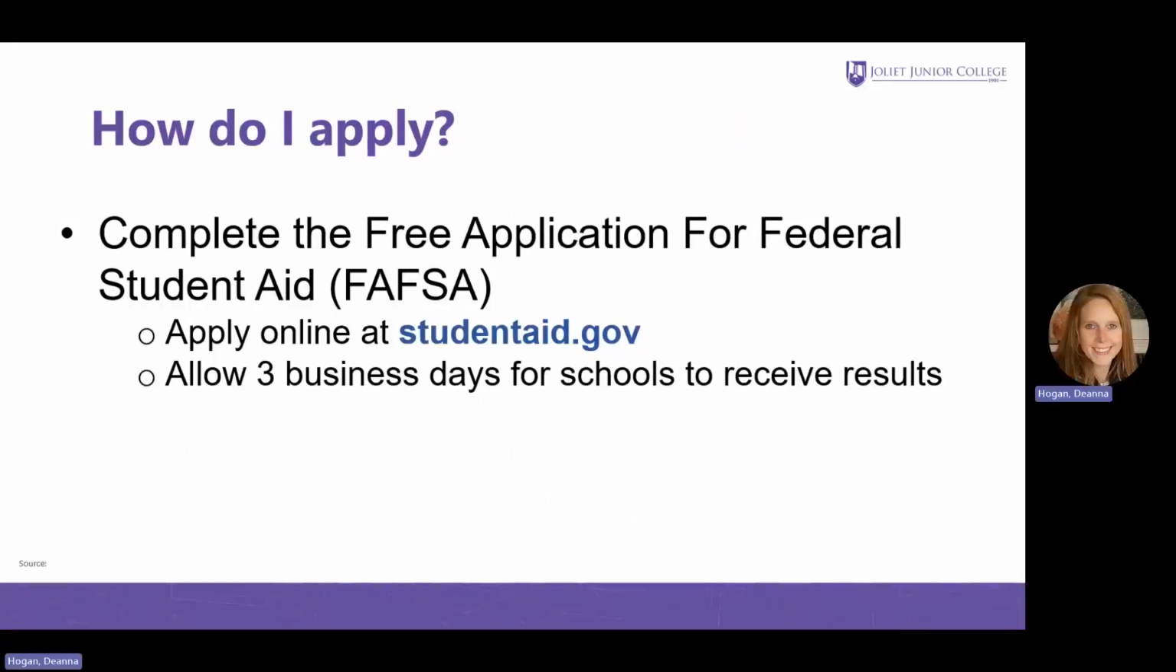So how do you apply? Well, the first step is to complete the Free Application for Federal Student Aid, also known as the FAFSA. You do this online at studentaid.gov. Allow a few business days for your school to receive the results of your FAFSA.